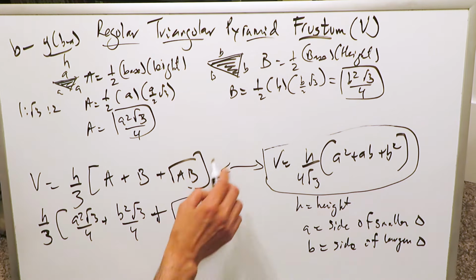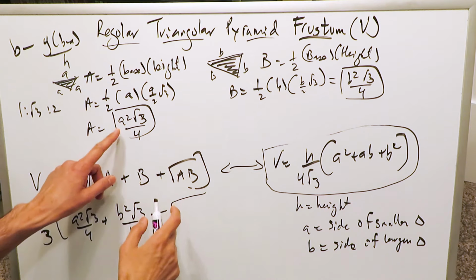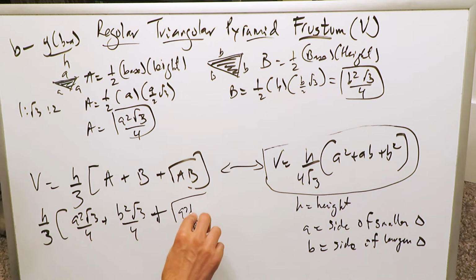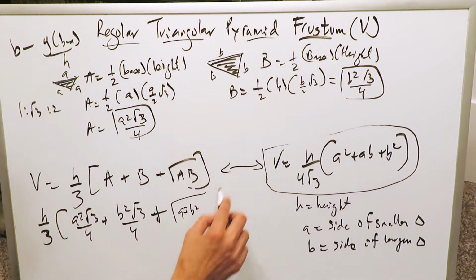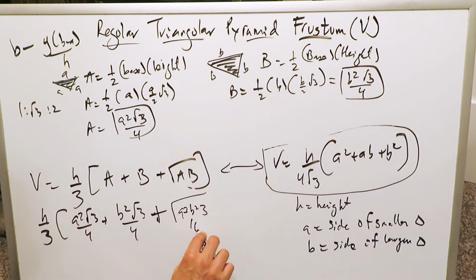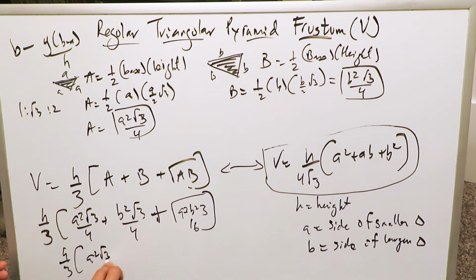Now we'll bring in these two in terms of the products. a squared times b squared is a squared b squared. Root 3 times root 3 is 3, 4 times 4 is 16. You have to compute all of this. You'll have h over 3 times a squared root 3 over 4 plus b squared root 3 over 4 plus, isolate what you can. You're going to bring out an ab over 4. That's what you'll have, ab over 4 and a root 3.